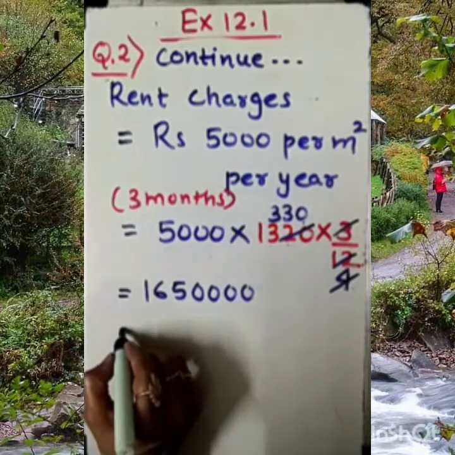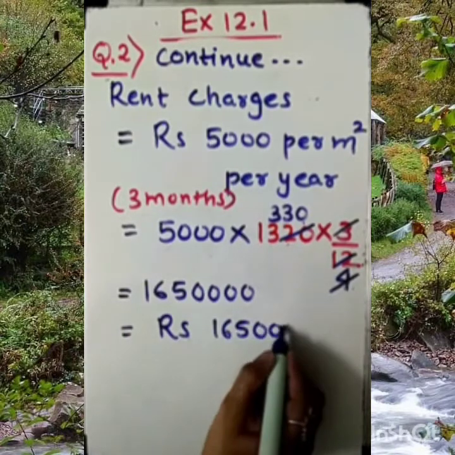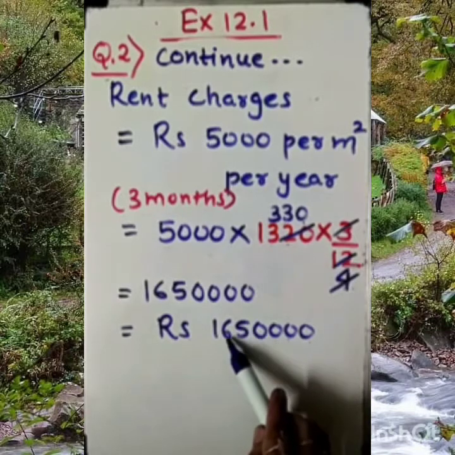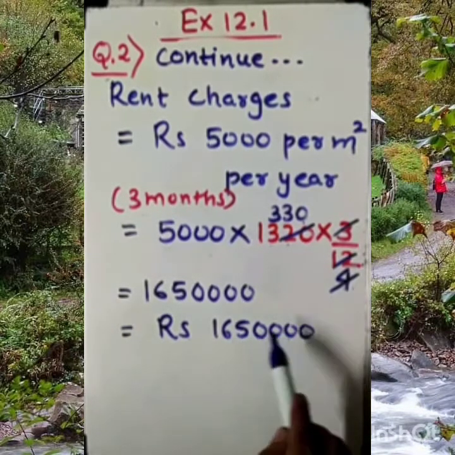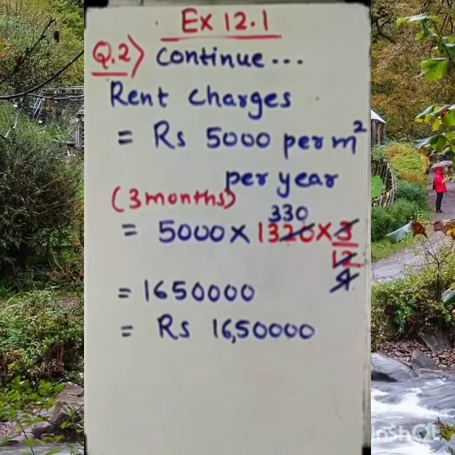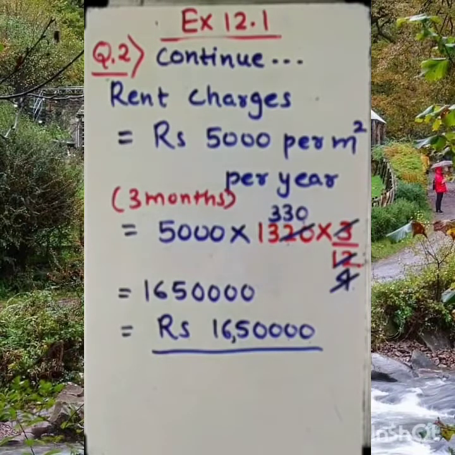This amount is equal to 1,65,000 rupees. That means 16 lakh 50,000 rupees he has to pay as rent for the advertisement. This much is the charge he has to pay for the rent. This is the complete solution of question number 2.